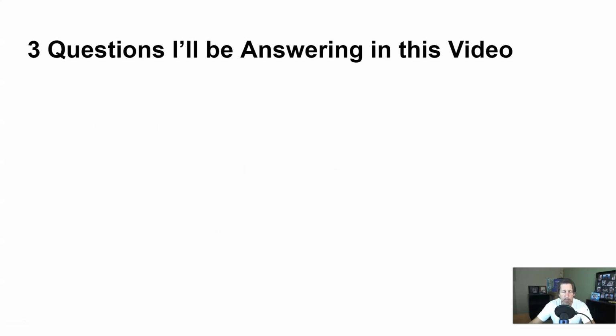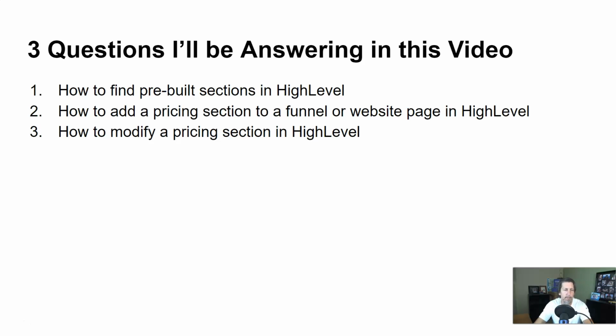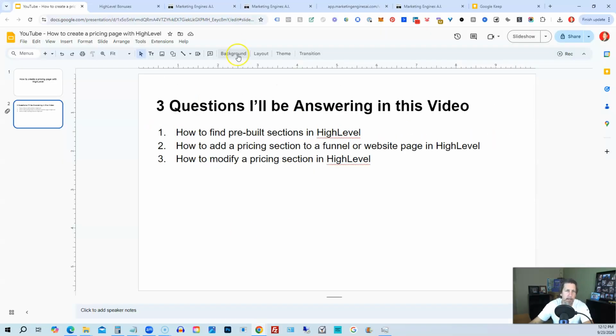To answer that question, I'm going to be answering the following three questions for you. Question number one, how to find pre-built sections in HighLevel. Two, how to add a pricing section to a funnel or website page in HighLevel. And three, how to modify a pricing section in HighLevel. So we're going to hop out of here into my demo sub account.